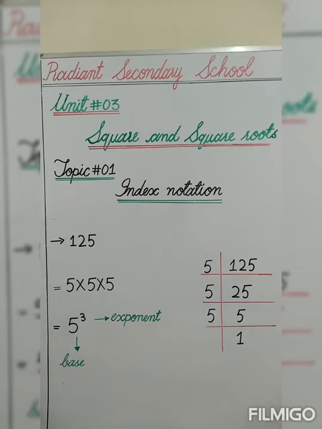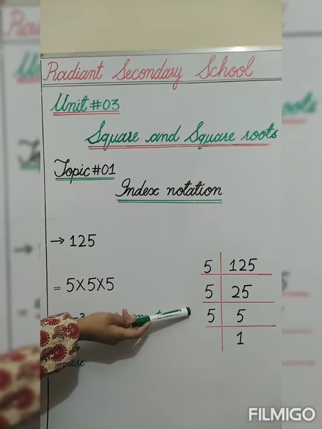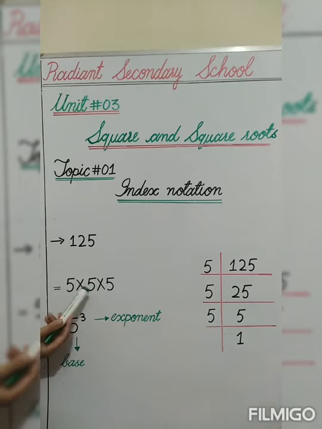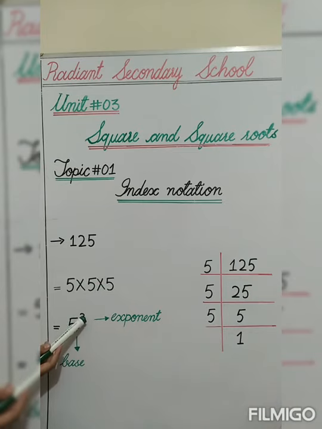Let's take an example, like if we have a number 125 and we take its LCM. This one is the LCM of 125. Now write the factors: 5 into 5 into 5. As you can observe, this 5 is present 3 times here. So we write and read it as 5 raised to power 3.